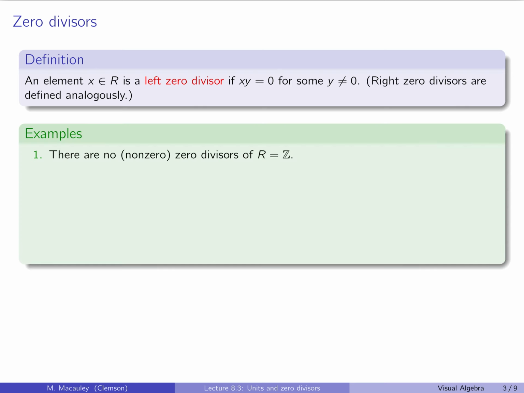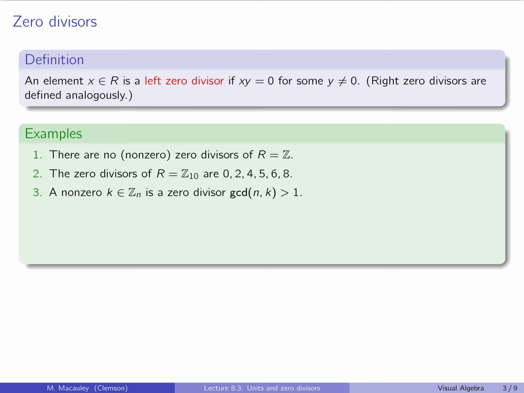Let's do some examples. First, there are no non-zero zero divisors in the integers. With the other convention, some people will say that there are no zero divisors in the integers, but I don't mind this extra word for extra clarification. The zero divisors of Z10 are the numbers that are not relatively prime to 10, so 0, 2, 4, 5, 6, and 8. More generally, a non-zero element k of Zn is a zero divisor if and only if the GCD of n and k is bigger than 1.